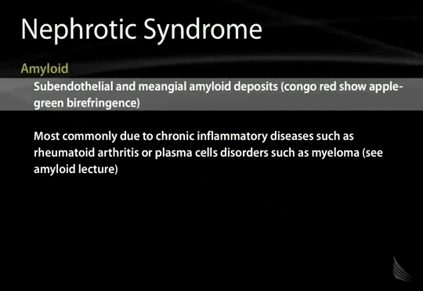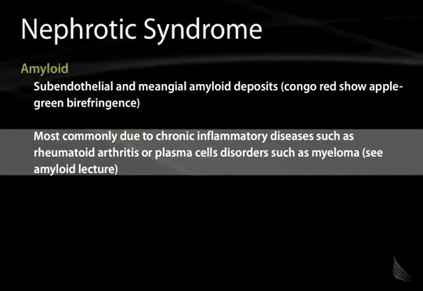Now, typically the way that you detect this is by Congo red staining. If you apply a Congo red stain to a section of kidney that has amyloidosis, and then apply polarized light to it, what you'll see is an apple green color, what we call an apple green birefringence of this particular deposit. Now, you can see this in a lot of different situations, but typically chronic inflammatory diseases are the most common situation in which you see amyloidosis. You can also see it in things like plasma cell myeloma as well. We'll talk more about this when we do the amyloidosis lecture.